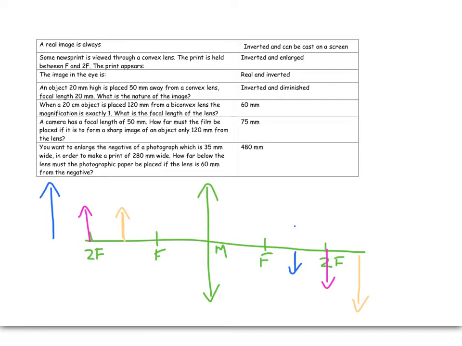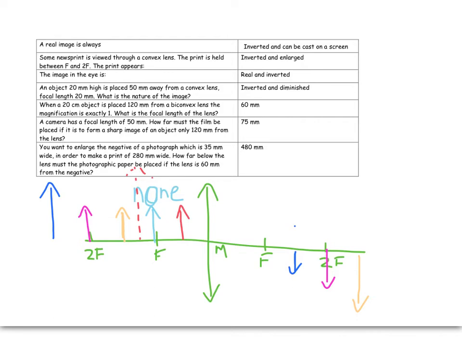If, on the other hand, I put an object at F, I will get no image formed on the other side or anywhere, quite frankly. And if I were to put an object between F and the lens, I will end up with a virtual image on the same side of the lens.